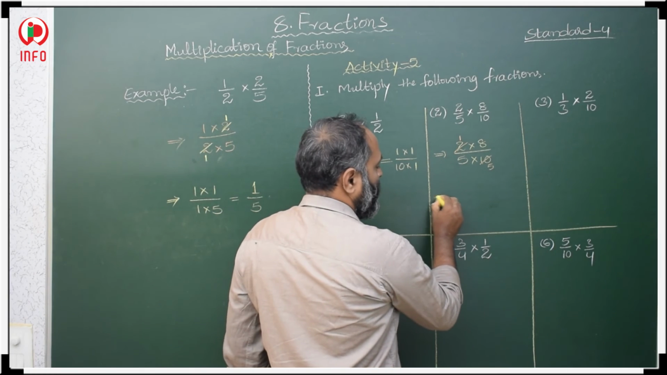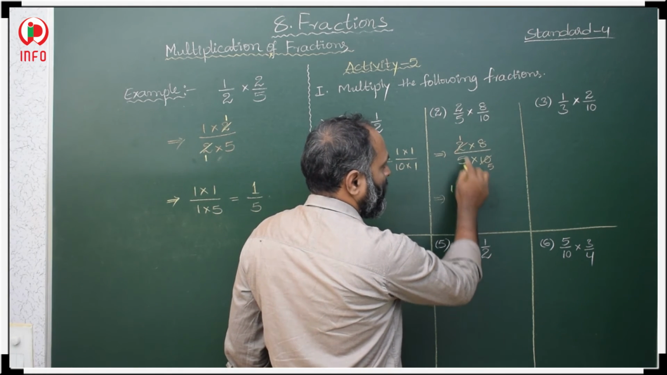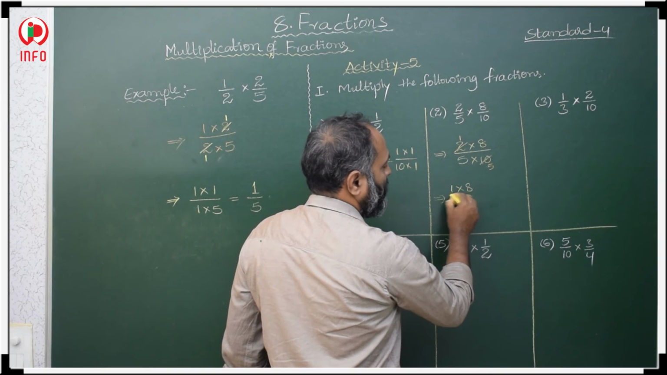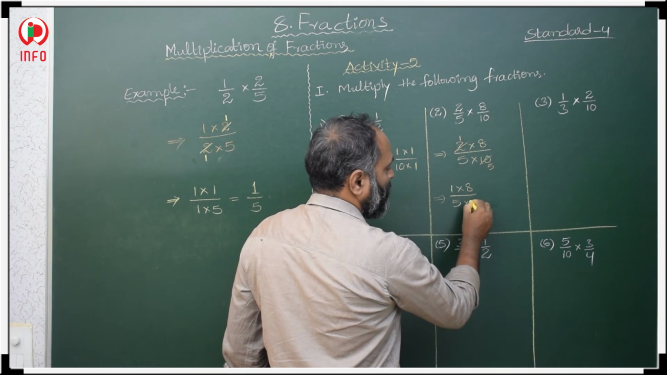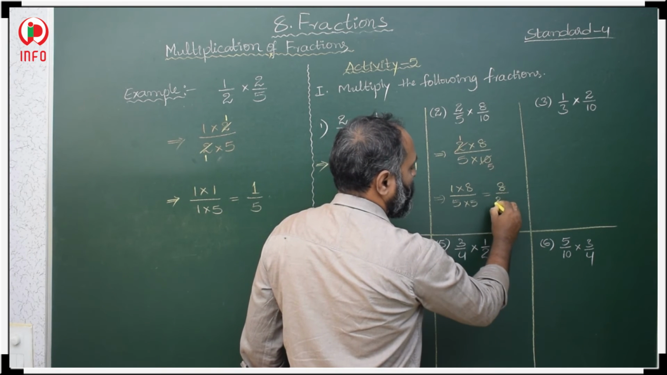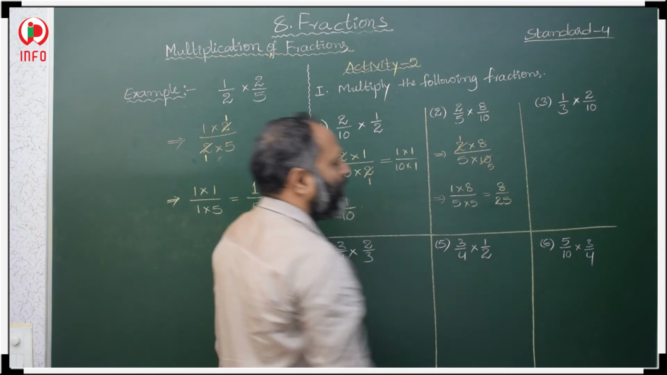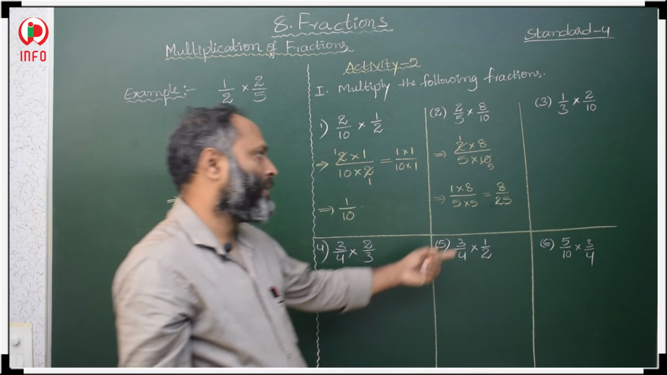Then what is left in the numerator? 1 into 8 by 5 into 5. 1 eights are 8, 5 fives are 25, 8 by 25. This is a proper fraction, no need to simplify further.